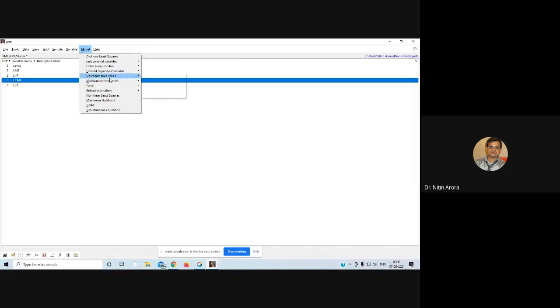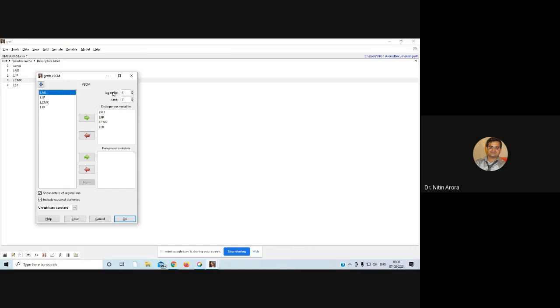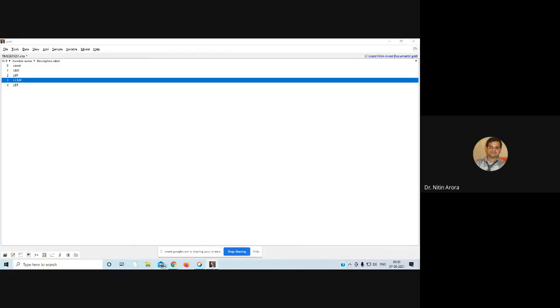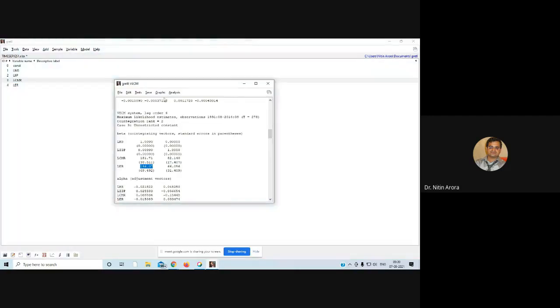We have multivariate time series, VECM. Do we have an option of restrictions here? No. We don't have it. I think we can apply the restrictions.